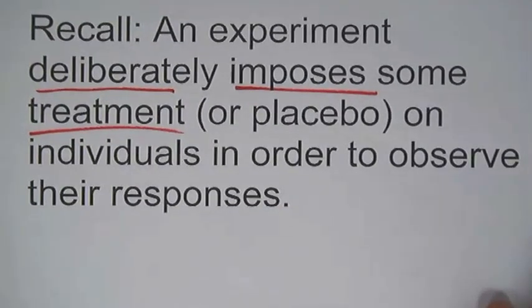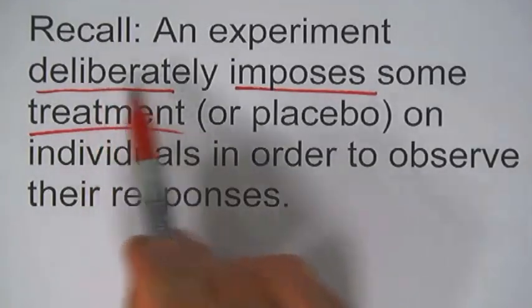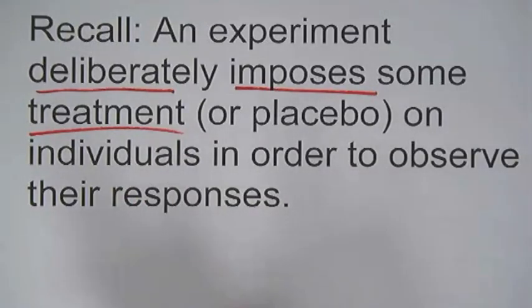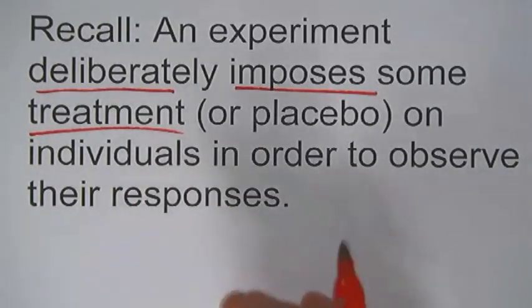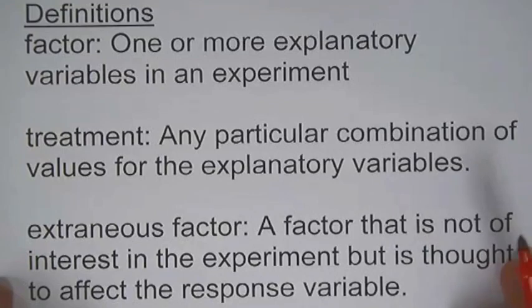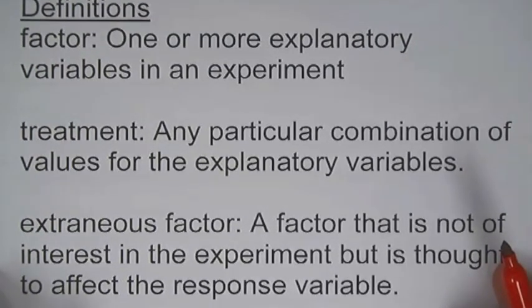So an experiment deliberately imposes some treatment or placebo treatment on individuals in order to observe their responses. I have underlined "deliberately imposes treatment," so that's important. We need to actually impose some treatment to see if it makes a change in our response, so with a response variable. Now when you're running an experiment, you want to make sure that you keep these definitions in mind.